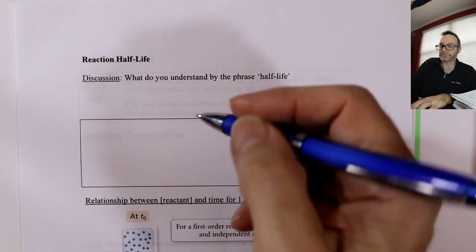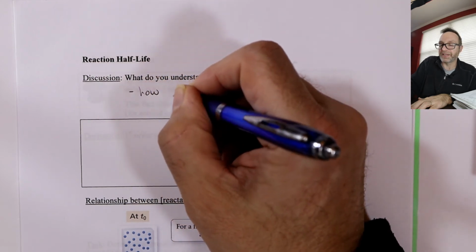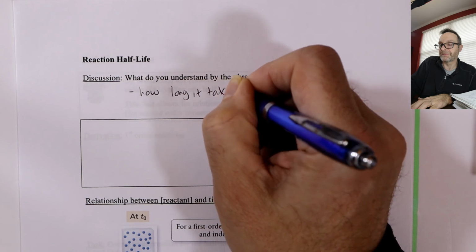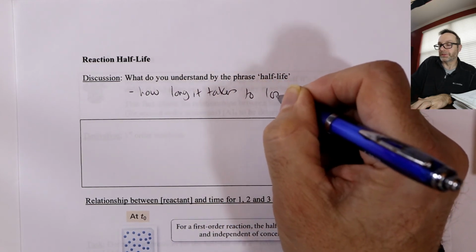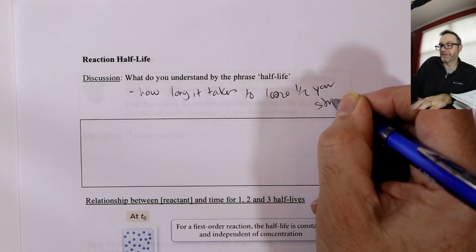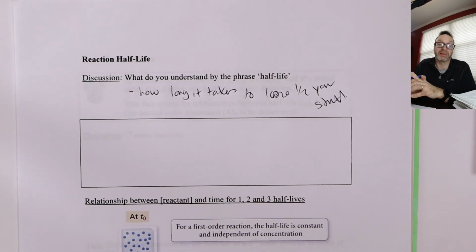So half-life, simple phrase: how long it takes to lose half your stuff. We have a joke in our house. It's that chocolate has a very short half-life because half the chocolate's gone after 10 minutes. Chocolate has a half-life of 10 minutes.